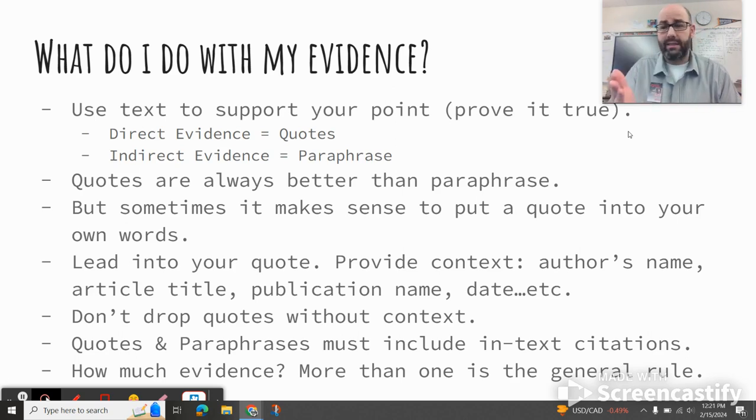I think you should always lead in to your quotes. I think you should provide some context. The first time, give the author's name or article title or publication information, things like that. And then later, I think, you can continue on with things like later on in the novel, page, and so on. This is what's happening. Whatever it is we're writing about, provide some context.